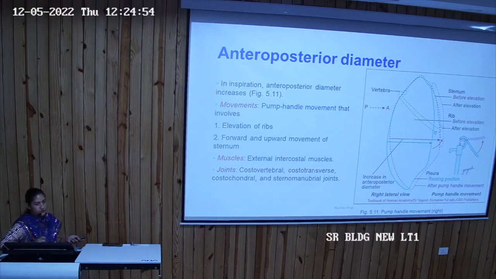This is the costotransverse joint. Then you have the costochondral joint, the anterior end of the rib joining with the cartilages. Next is the sternomanubrial joint, between the manubrium and the body of the sternum. These joints are involved in the pump handle movement. So the pump handle movement will elevate the ribs. Only the anterior ends of the ribs will be elevated, and along with that the sternum will be elevated. That will increase the thoracic cavity.